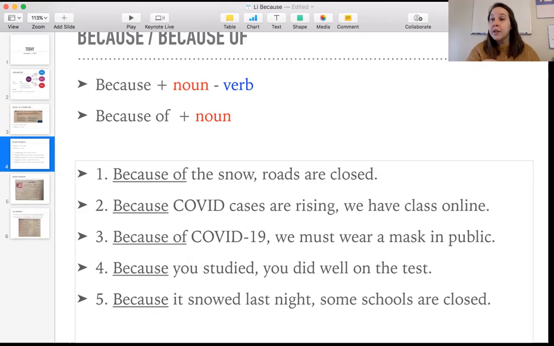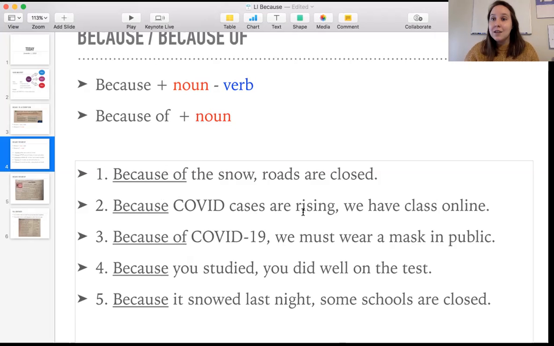Take a second, just read through those sentences, get used to the way that it sounds. Because of the snow, roads are closed. Because COVID cases are rising, we have class online. Because of COVID-19, we must wear a mask in public. Because you studied, you did well on the test. Because it snowed last night, some schools are closed. So just pay attention. Because of with the nouns, because with nouns and verbs.